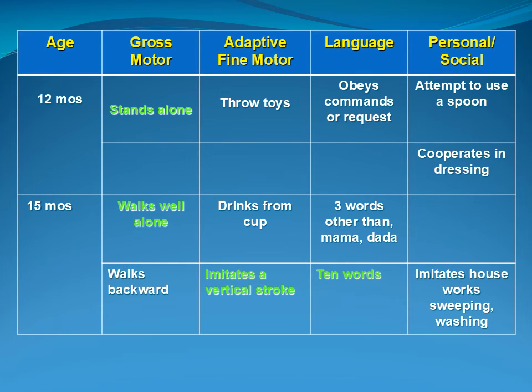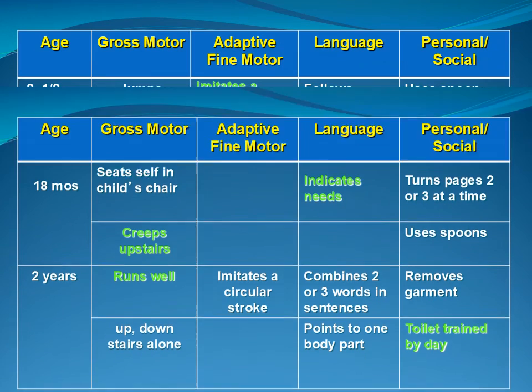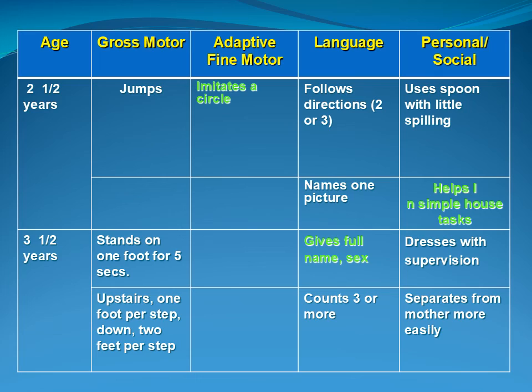At 15 months, the child should be able to walk by himself, imitates a vertical stroke, and produces 10 words. At 1.5 years old, the child creeps upstairs, indicates his or her needs by indicating what he wants, and uses the spoon. At 24 months or 2 years old, the child is able to run well, and likewise should be toilet trained by day. At 2.5 years old, the child is able to jump, imitates a circle, and likewise helps in simple house tasks. At 3.5 years old, the child is able to stand on one foot, gives his full name, and identifies his sex.